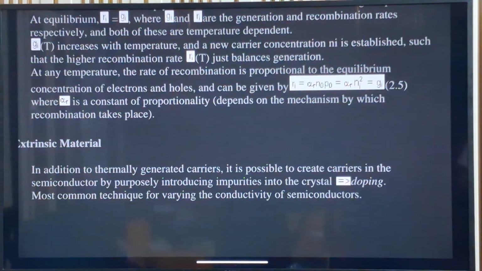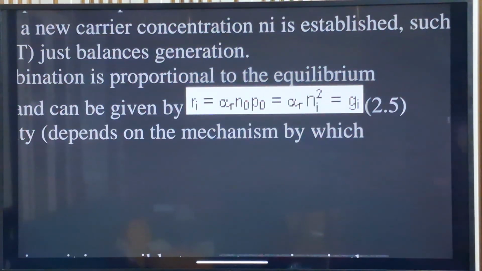At any temperature, the rate of recombination is proportional to the equilibrium concentration of electron and hole and can be given by this formula. So this is a rather important formula from the point of view of numericals, and a lot of questions are asked from here.